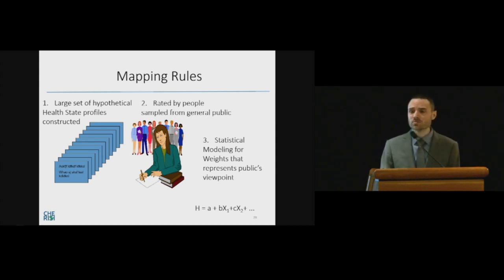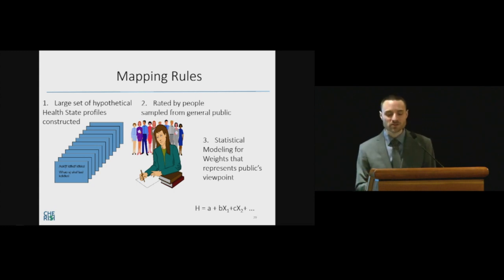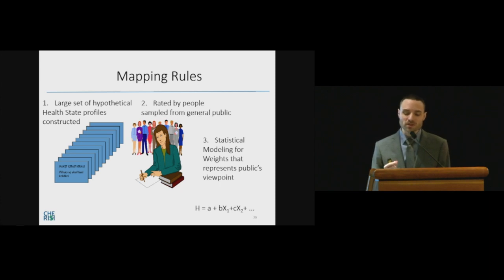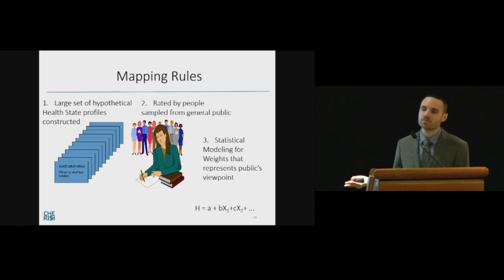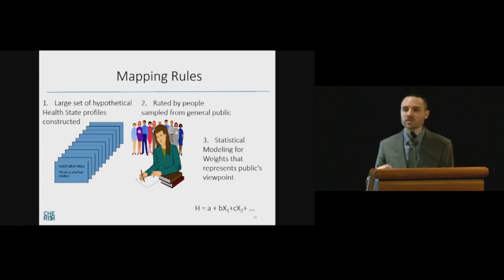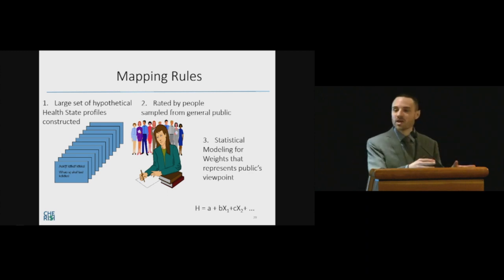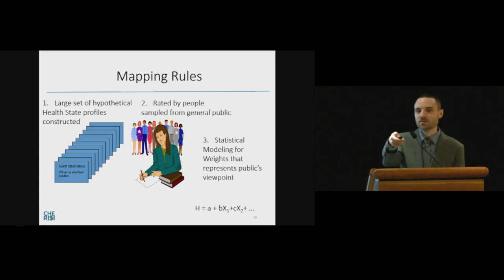Okay, so at any rate, typically what we do is we have the general public rate these different health states, and then we use statistical modeling for weights that represent the public's viewpoint. And so then we come up with these particular values for all of these different health states. So then, in let's say a clinical trial, when we hand out the EQ5D at a couple of different points throughout the trial, we're able to calculate the individual's utility by taking their health state and assigning the health weight that goes with it, okay? And I'll show you how we use that.